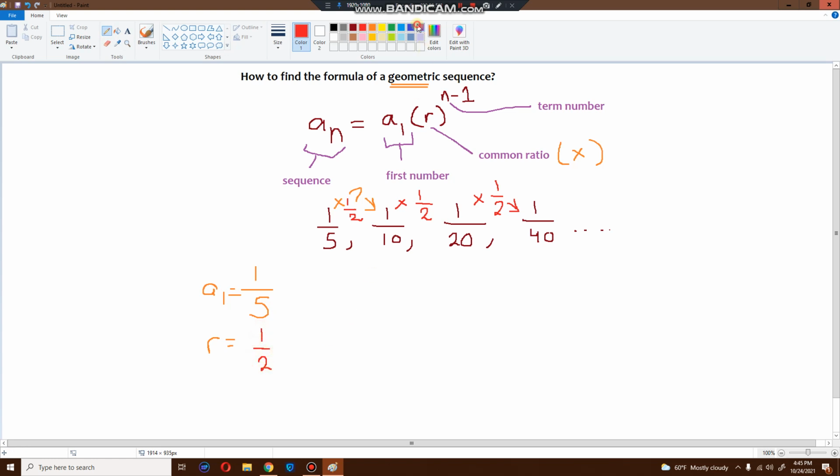And now that I know this, kids, let's just plug it into our formula. A sub n is equal to a sub 1, which is 1 over 5, multiplied by my common ratio, which is a half, to the power of n minus 1. And that's it. This is how you find the formula of a geometric sequence. Basic, okay? Just find the a sub 1, find the common ratio, plug it in, and you're done.